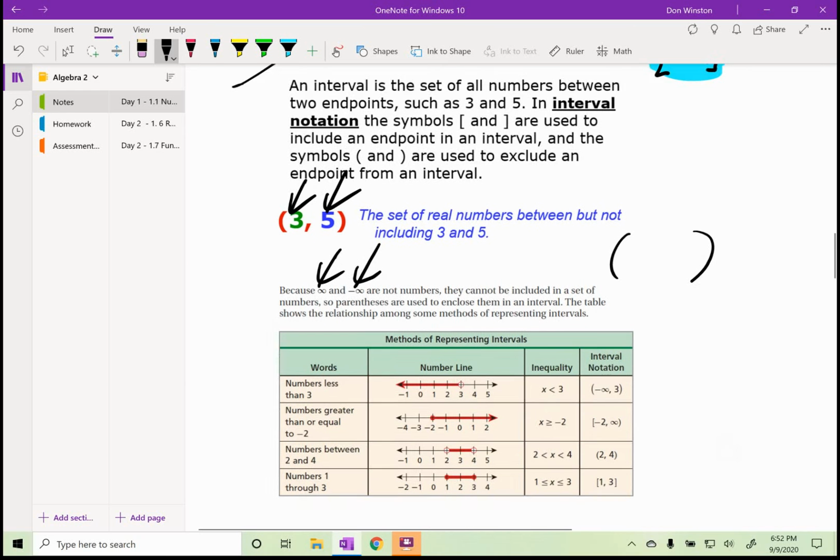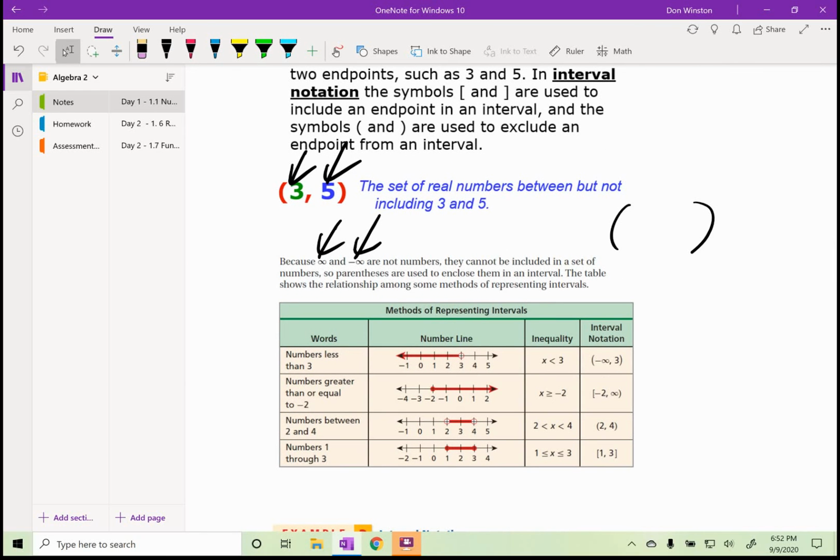All right, so let's take a look at some of these examples. Numbers less than 3. Notice it's open at 3 because we're not including 3, but it goes on forever to negative infinity. So in interval notation, we have negative infinity open to 3 open. And then the inequality would be x is less than 3.